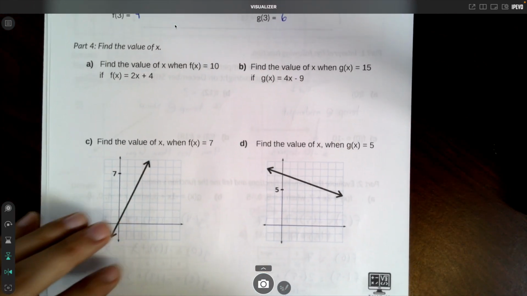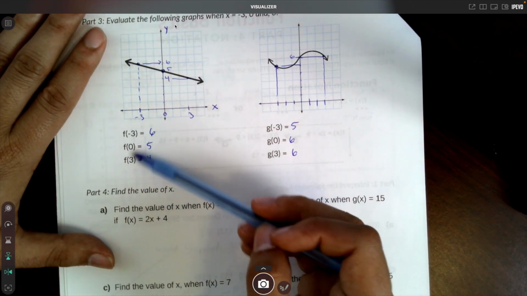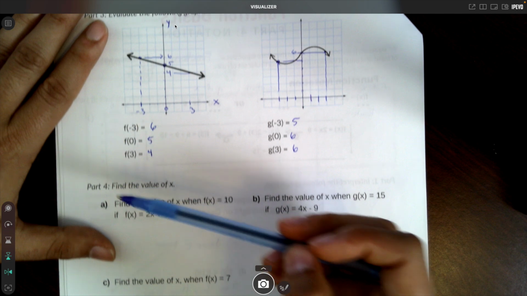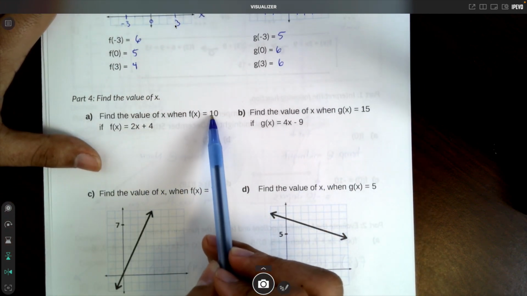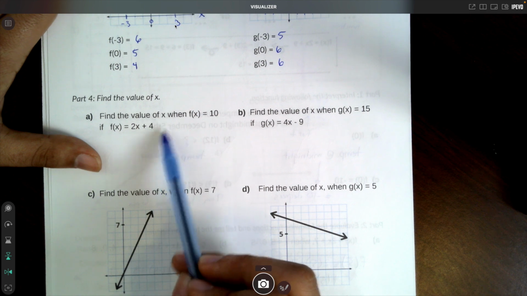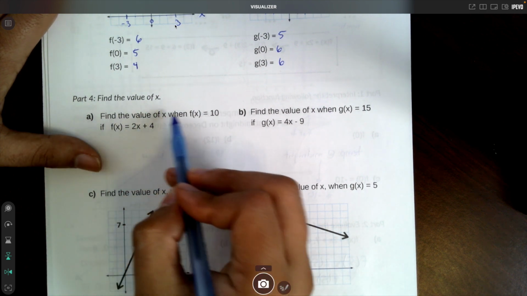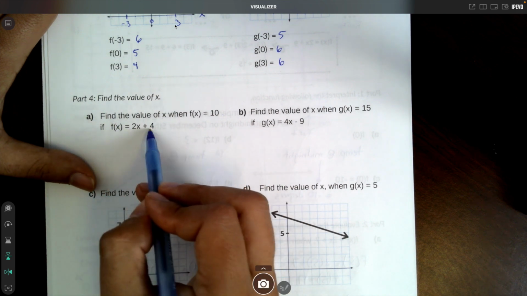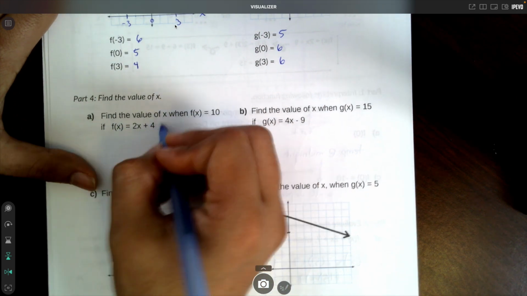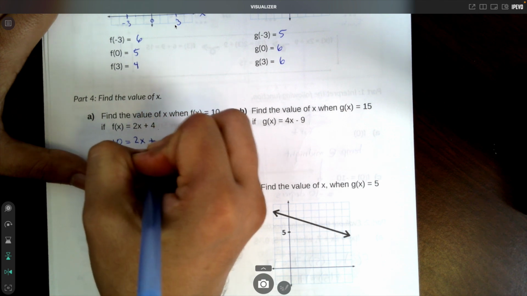Now what's cool about functions is not only can you give inputs and find the outputs, you can also be given the outputs and find out what the inputs are. So basically going in reverse. So find the value of x when f of x is 10. So this is f of x, 2x plus 4. So I'm going to write this out equal to 10. So 10 equals 2x plus 4.